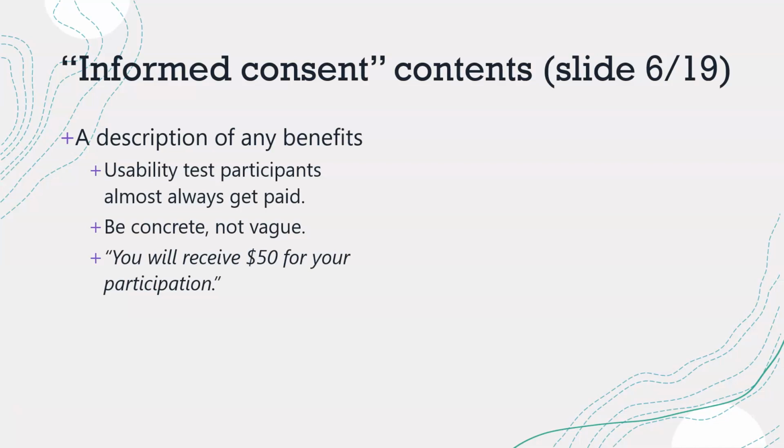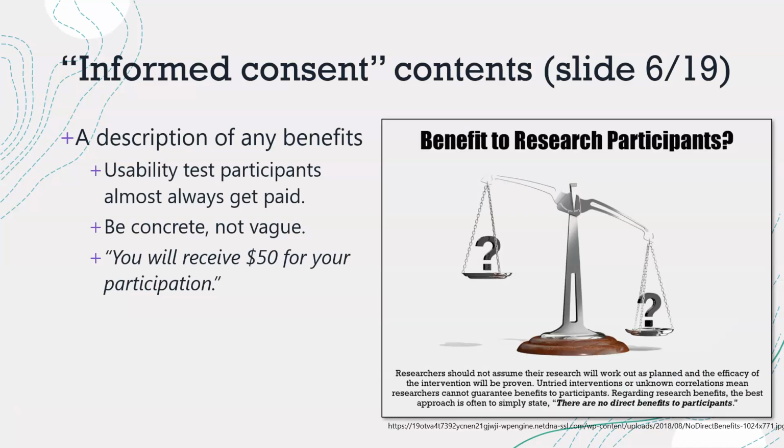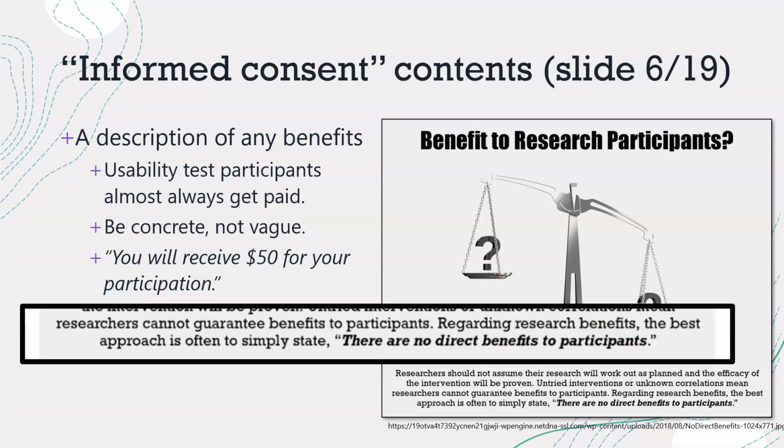That's not uncommon. When we're talking about other types of research, not so much usability, sometimes the benefits are more vague. For example, researchers might claim that participants will come away from the test session feeling better about themselves. Well, really? How can you tell? Is that really the case? Is that going to happen for sure? That's vague anyway. So if you can't tell for sure, it's often best to say there are no direct benefits to participants. In terms of usability testing, though, you usually want to specify that you will receive this for your participation.